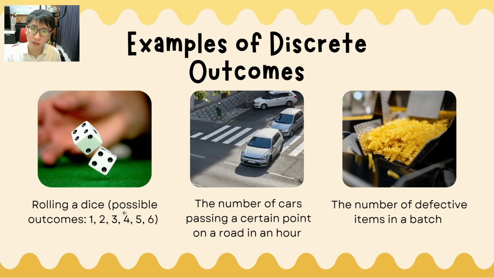These are examples of discrete outcomes. Rolling a dice gives us countable and set values, 1, 2, 3, 4, 5, 6, for a fair dice. The number of cars passing a certain point on a road in an hour. It's not like 1, 1.5, 2.6. It doesn't work in decimal points. The number of cars are integers and will always have set values. They will never be decimal, never have continuous answers. The number of defective items in a batch, you can count them, and they are fixed.